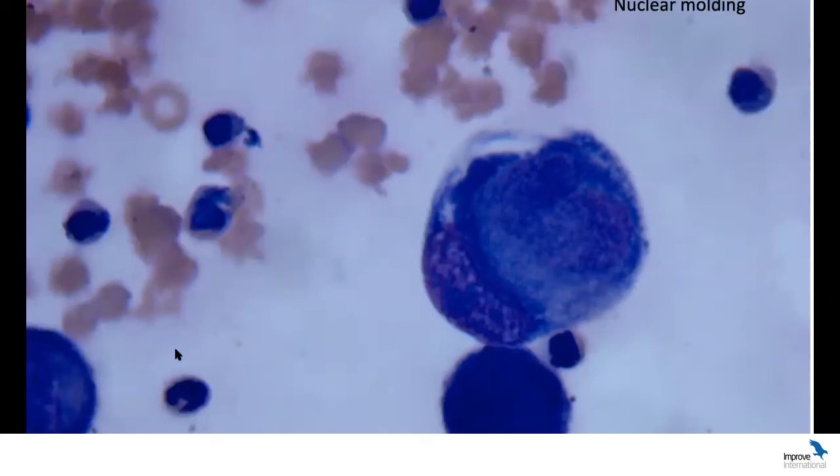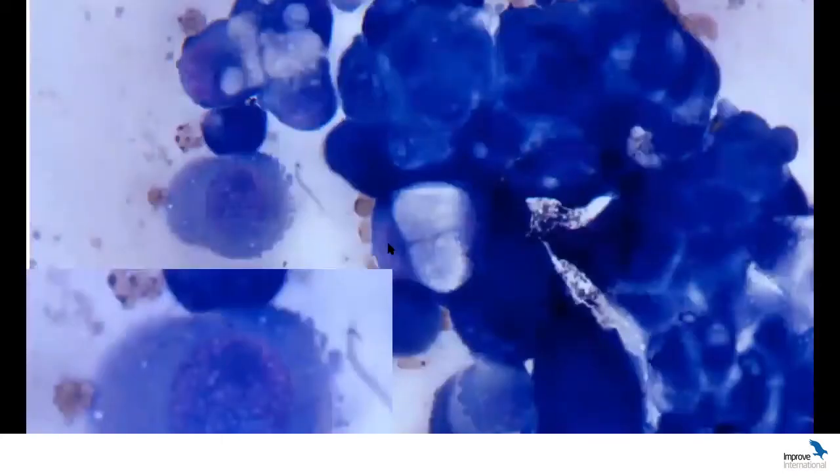Again, just for size comparison, there's my neutrophil here that I'm circling with the arrow. Look how big this cell was. Here we have, again, the nuclear molding. Other examples of malignancy were macronucleoli, where again we have to compare the nucleolus to the size of a red blood cell. If you have a nucleolus that is bigger than or the same size as a red blood cell, that equates to a strong criterion for malignancy, or having macronucleoli.